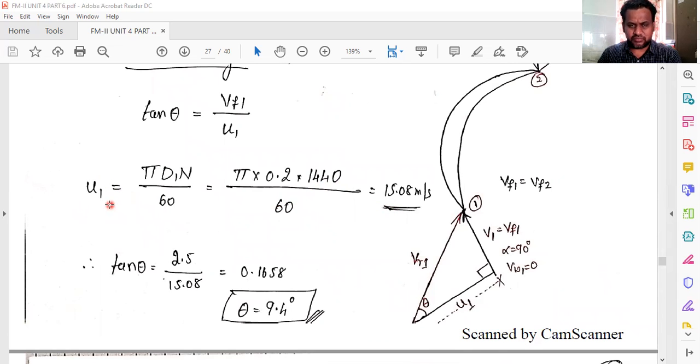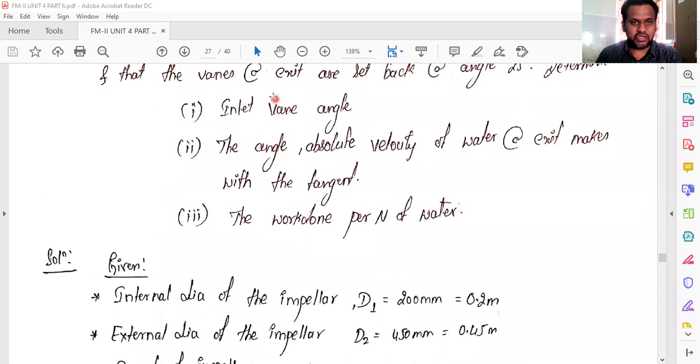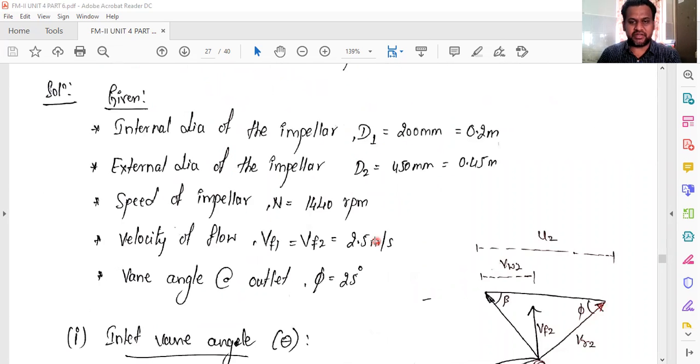U1, that is, velocity at inlet point. So that is 15.08 meter per second. Now you substitute this in the first formula. You already know VF1. So tan theta is equal to 2.5 divided by 15.08, or theta is equal to tan inverse of 2.5 divided by 15.08. You will get tan inverse of 0.1658, so theta is equal to 9.4 degree. So that means the inlet vane angle is equal to 9.4 degree.